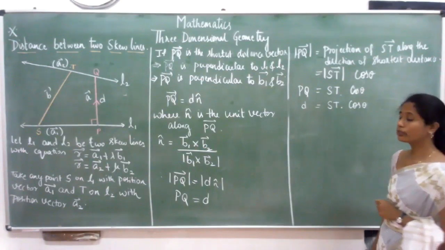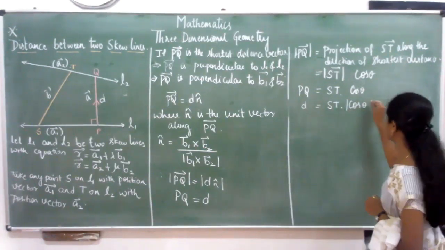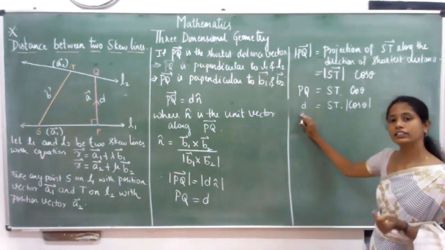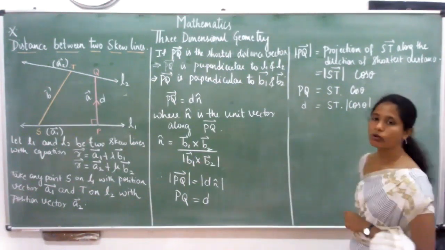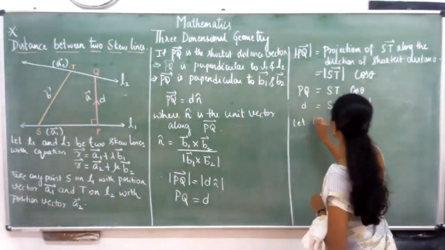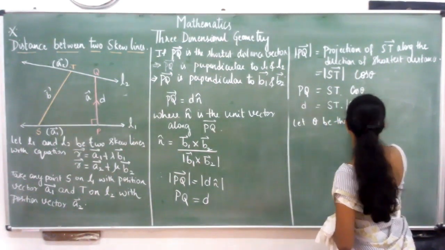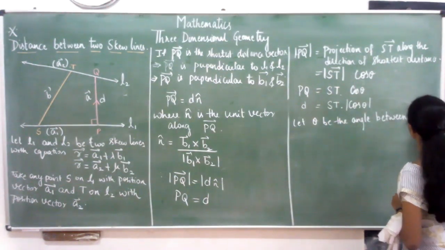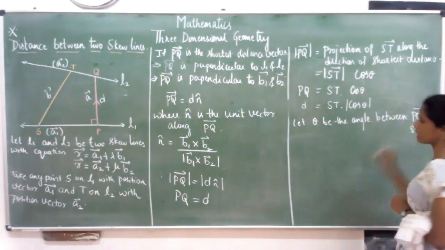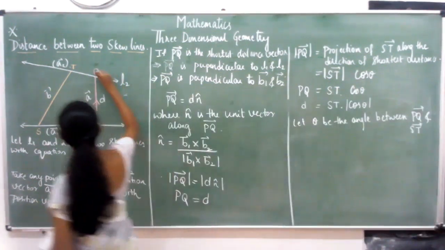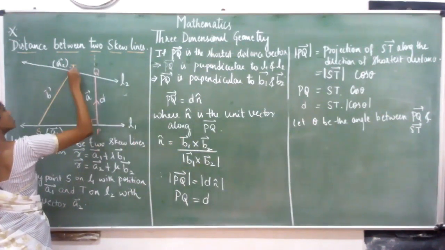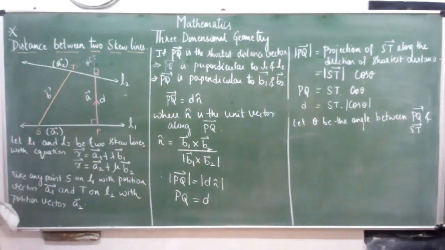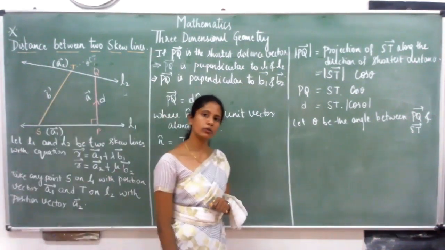So now we need to find what cos theta is. Here I am taking the magnitude of cos theta, because the distance should always be positive. So let us find what cos theta is. For that, let theta be the angle between the two vectors, that is vector PQ and vector ST. That means when you extend this line, somewhere these two lines meet and make an angle of theta.